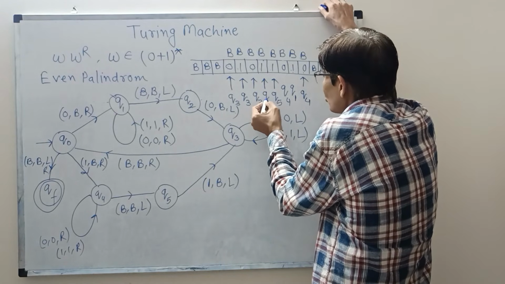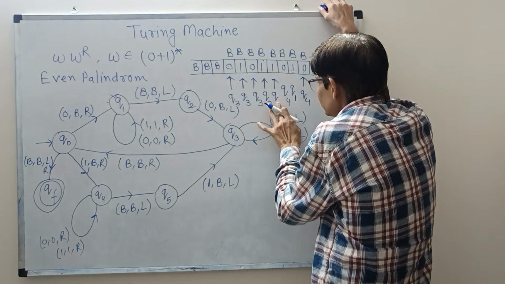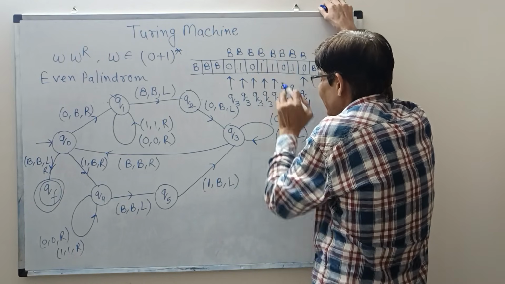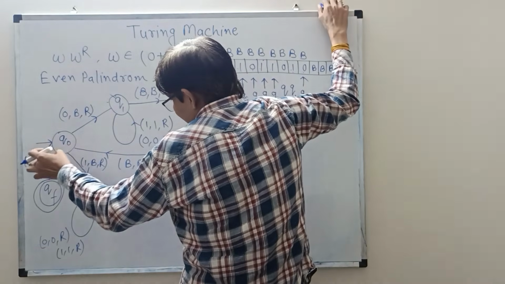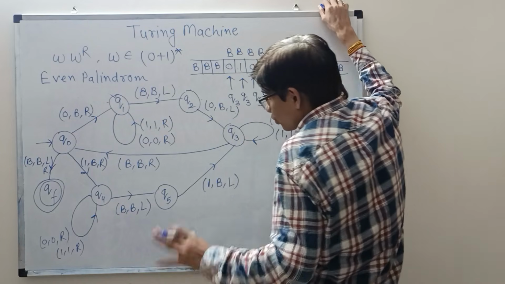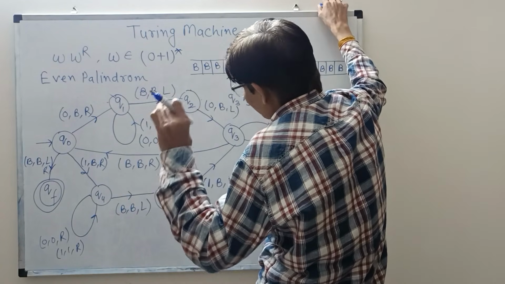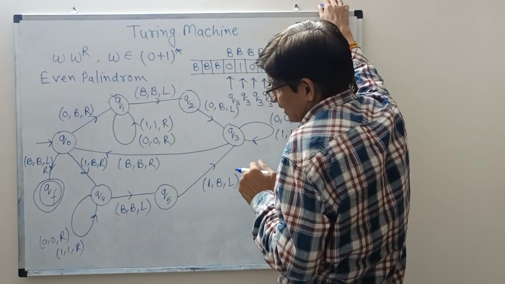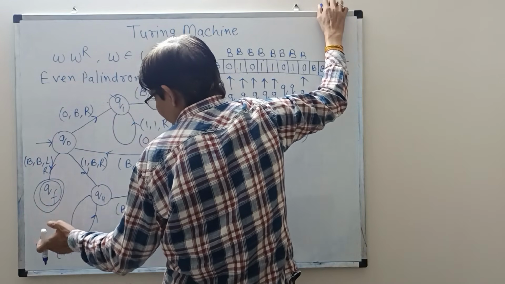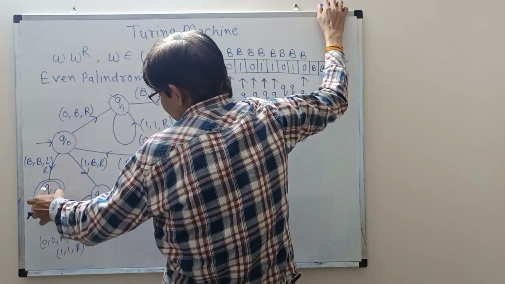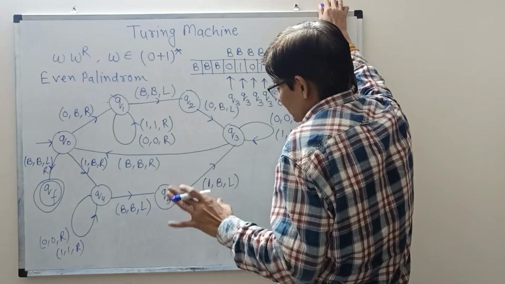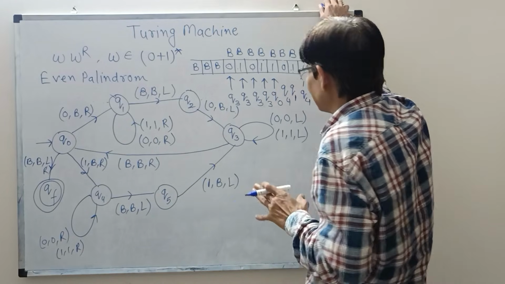Now you are on Q0 and you are getting blank. When you are getting blank on Q0, you are moving to final state. No matter in which direction you are moving, you can move to left or right, whichever you want. But once you got the final state, you can accept this string. So this string would be accepted like this.